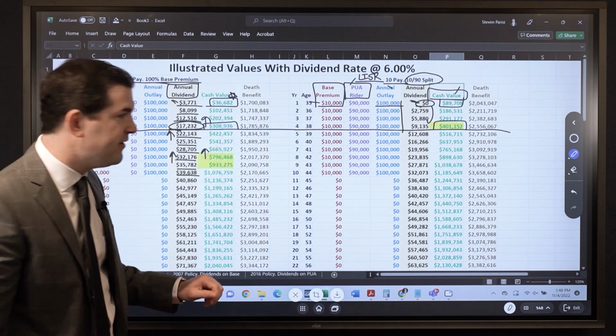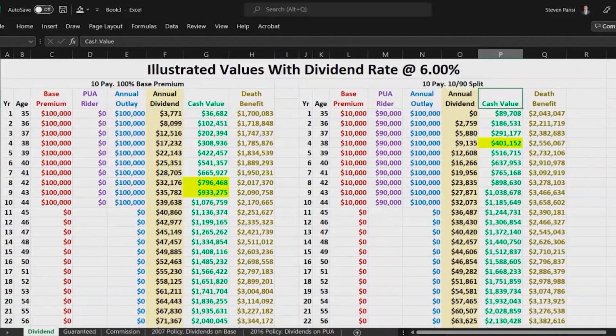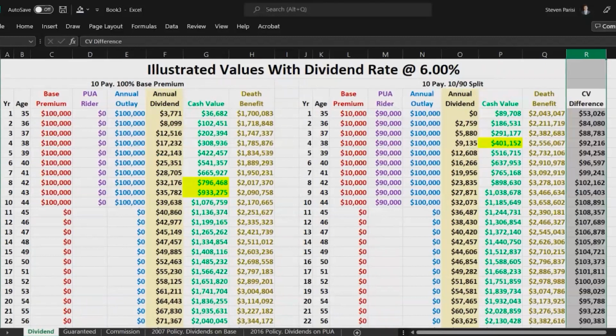We've got it up at the video in the top right-hand corner. But as we continue on this example, by year 10, there's the difference, which is noticeable. It's over $100,000. Same out of pocket to you, the policyholder. Let's look at the actual cash value difference here. This will make it a bit easier.